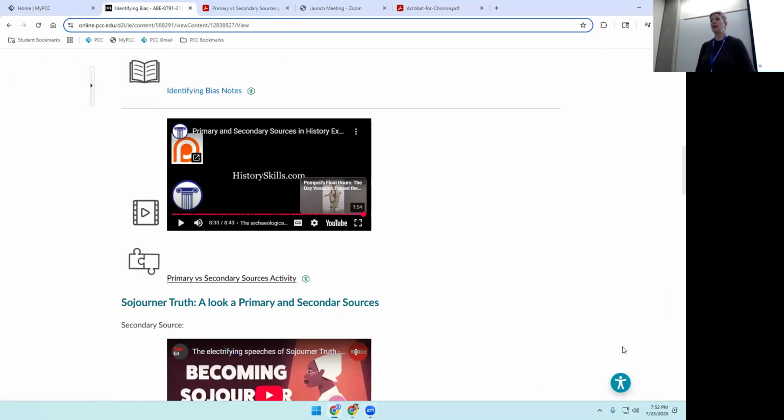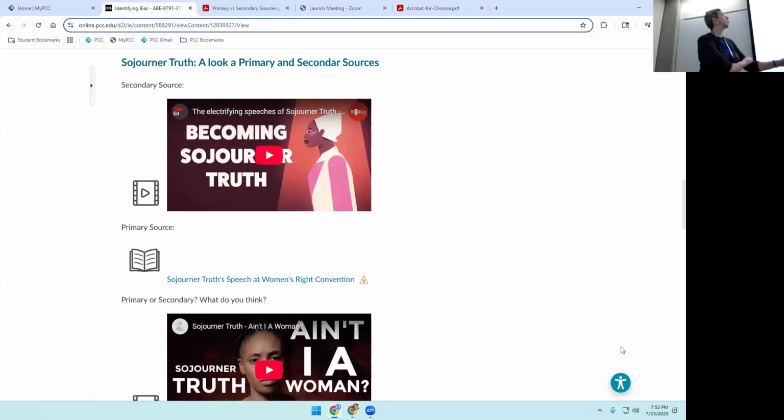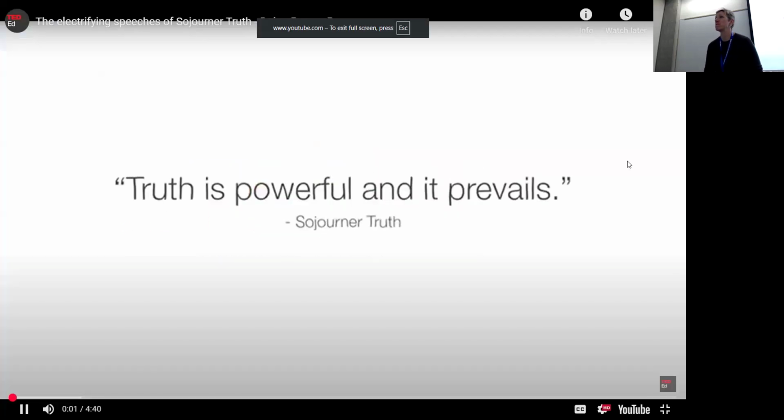Fantastic. Okay, the last thing that we are going to do in here is take a look at a historical figure from both primary and secondary aspects. So this sets the stage for who Sojourner Truth is. Anybody ever hear of Sojourner Truth? Okay, well, we'll just learn about her. I don't need to explain it. You can see, very powerful person in history.